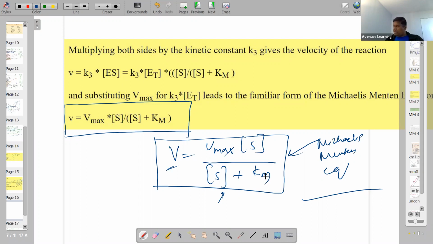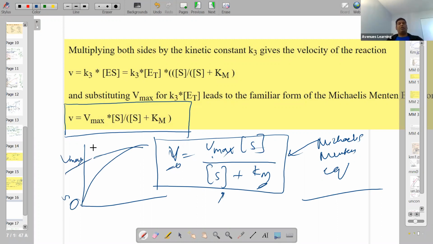You will see that there are many numericals that can be asked in this section, where you will be asked to calculate either the Km or the Vmax. V is the initial velocity. When you're starting, this is your initial velocity, V0, and you're reaching your Vmax. If you want to calculate the velocity at any point, we'll use this equation.